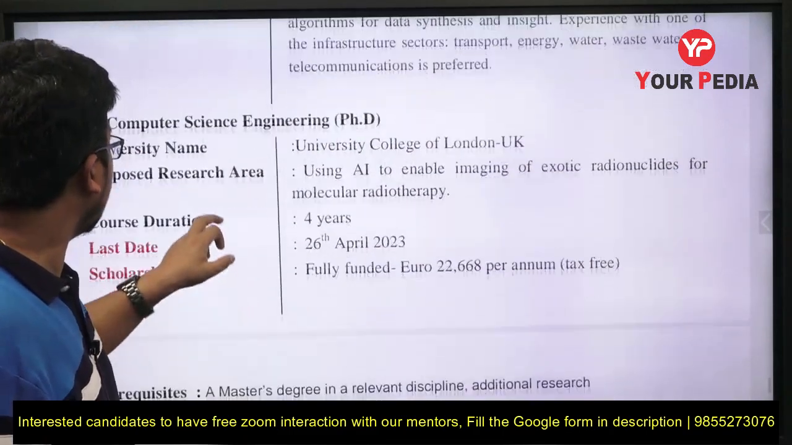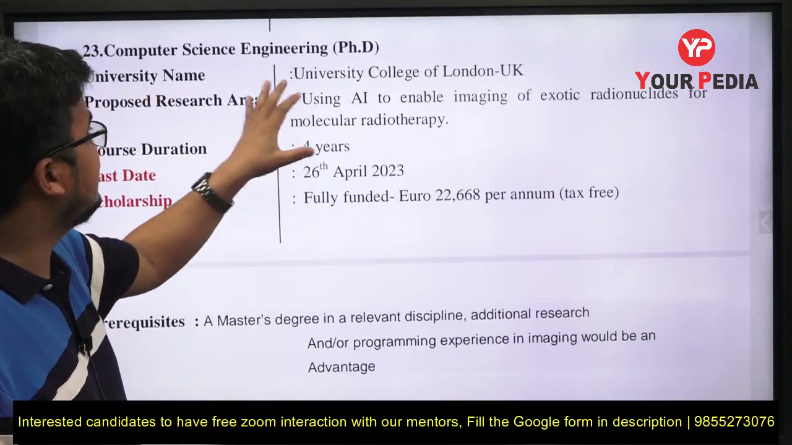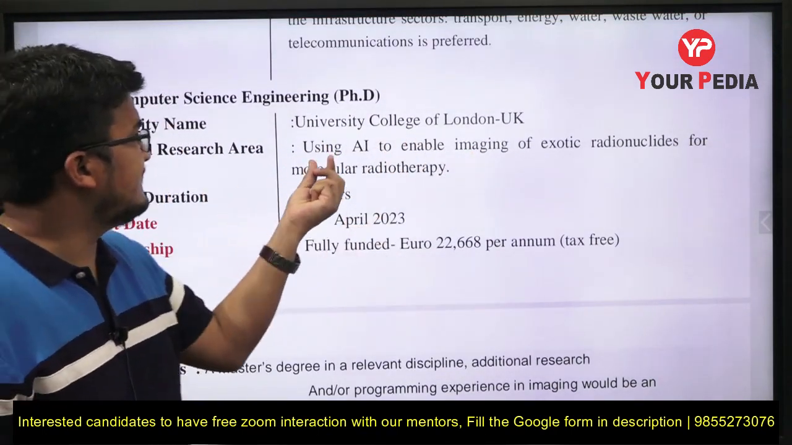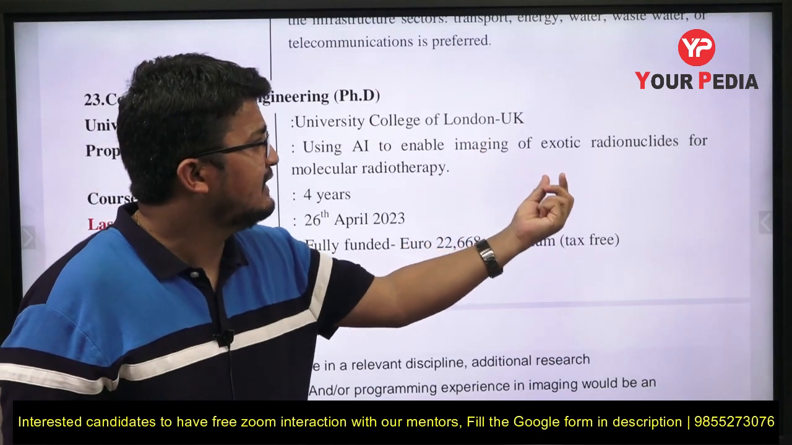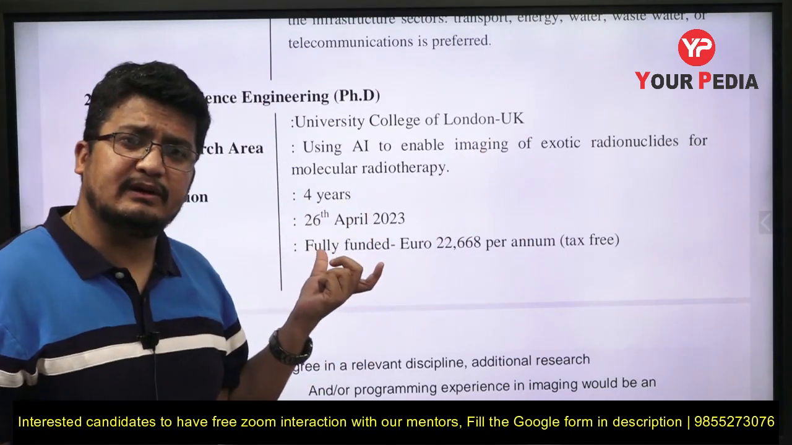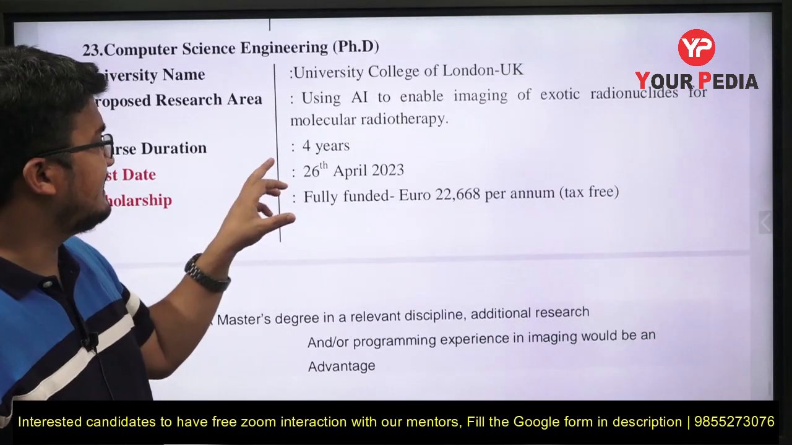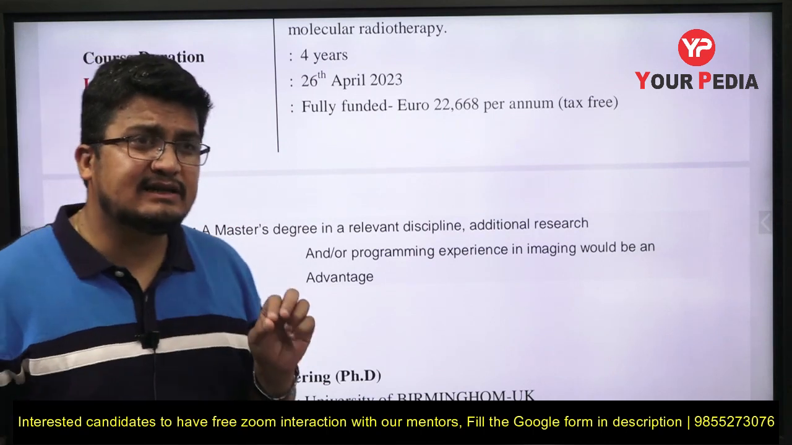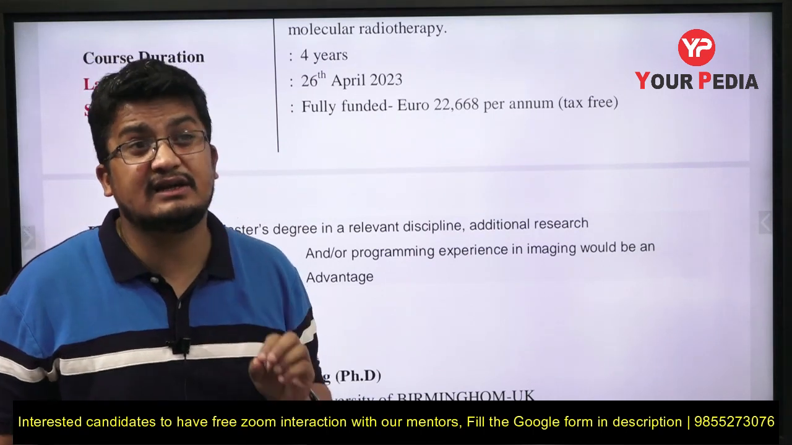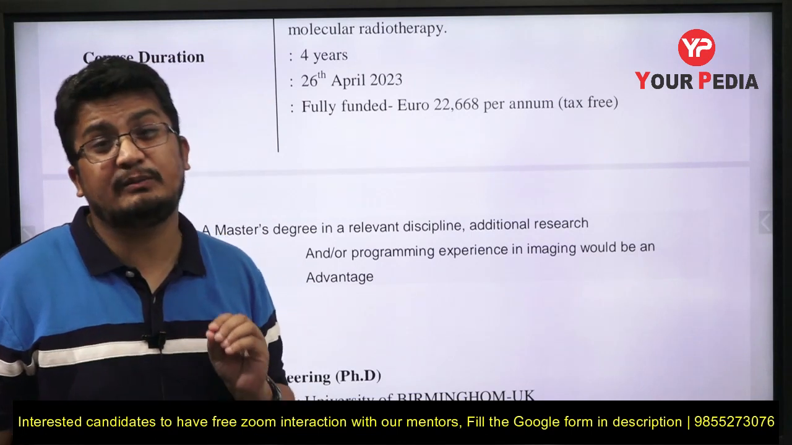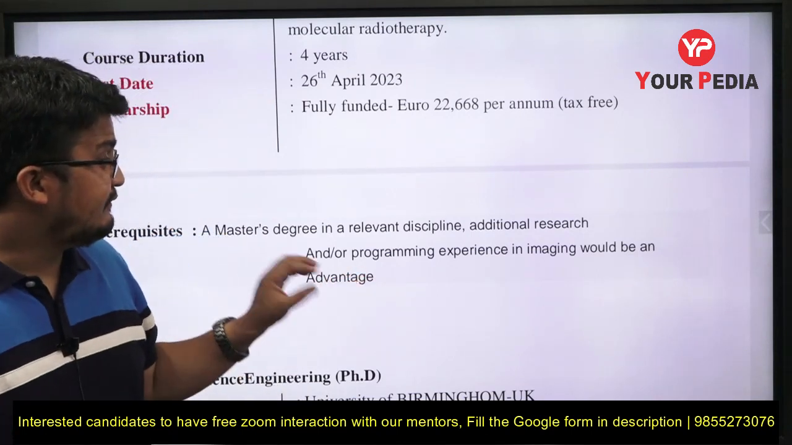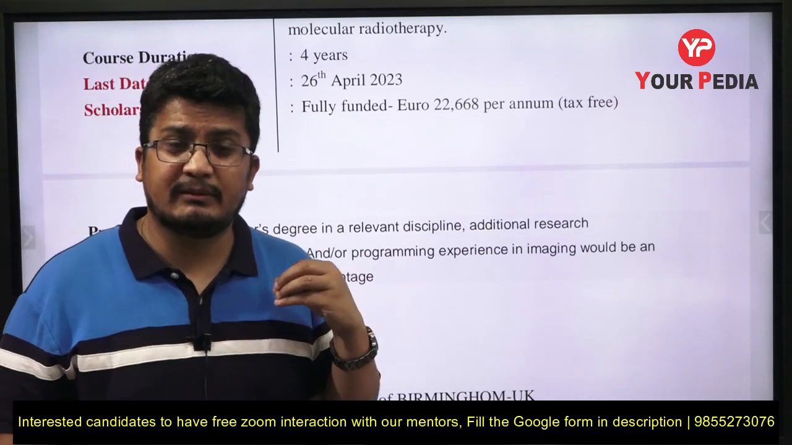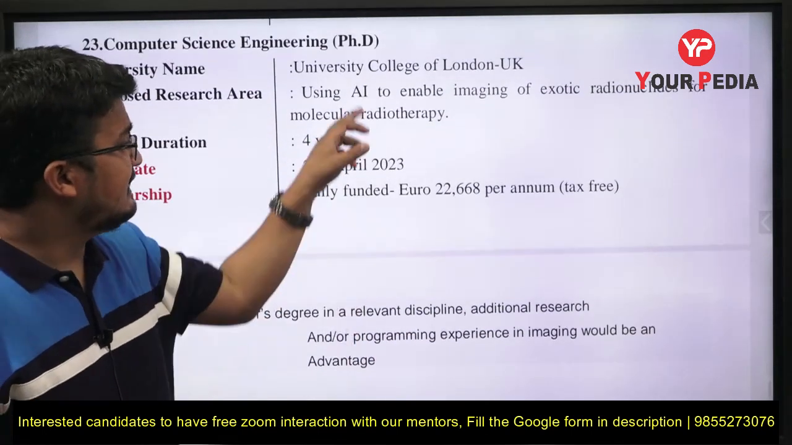Next position is for computer science engineering, PhD, University College London, UK. The research area, guys, is using AI to enable imaging of exotic radionuclides for molecular radiotherapy. Duration is 4 years. Again, the last deadline is 26th April. It's a fully funded position. They have some prerequisites: a master degree in a relevant discipline; additional research and programming experience in imaging would be an advantage. Very few vacancies ask for this additional research and programming experience. If you believe you have some programming experience related to this domain, then that will be an added advantage.